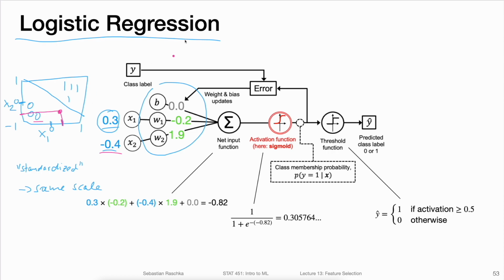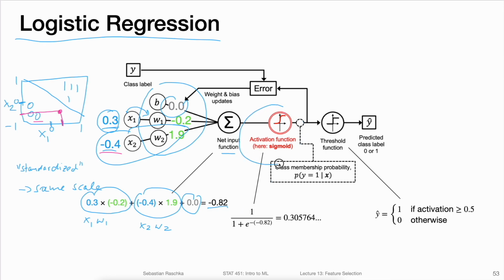So in logistic regression, we compute a weighted sum first. We call that the net input. That is essentially multiplying the feature with the model weight. So here, 0.3 times -0.2, where the model weight was learned to be -0.2. So this would be x1 times w1, and then here x2 w2. And then lastly, we have the bias. Just for simplicity, I set it to 0. So we have a bias unit of 0. And then we get the weighted sum of -0.82.